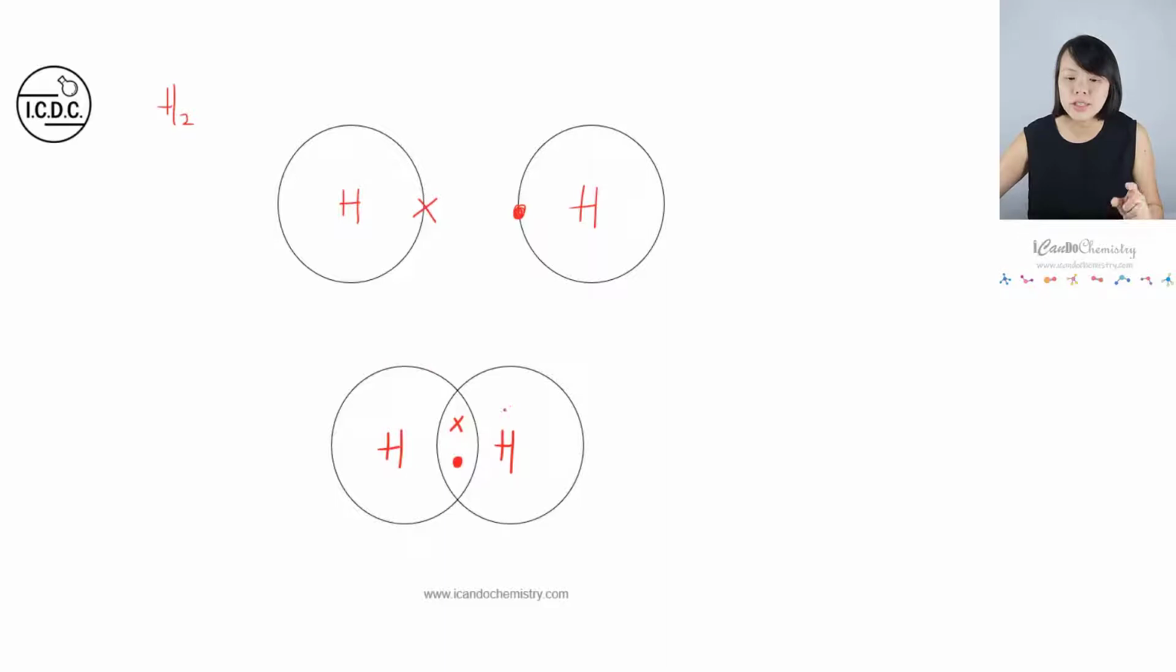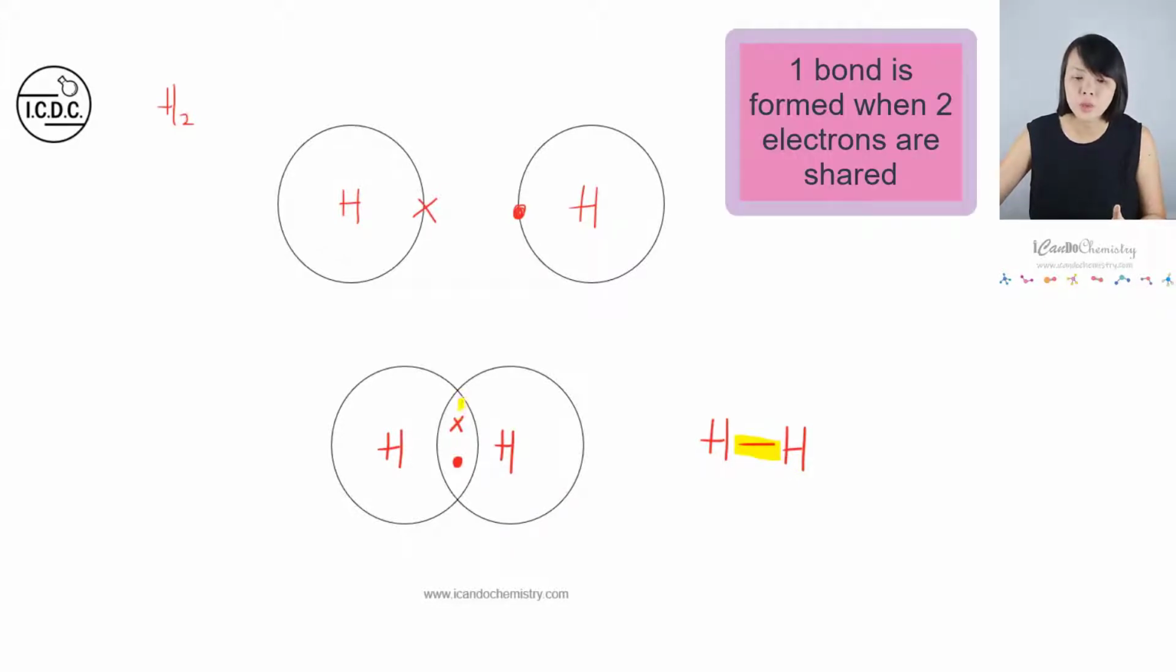So if I convert this dot and cross diagram into the structural formula, I'm going to write this down. The dash that I draw here is a single bond, meaning there's only 1 bond. And from here, you can see that 1 bond is formed when 2 electrons are shared.